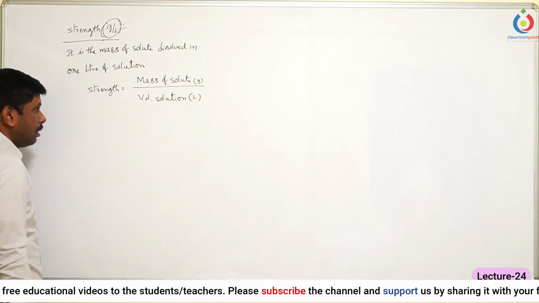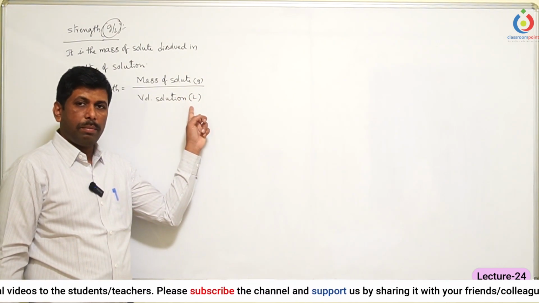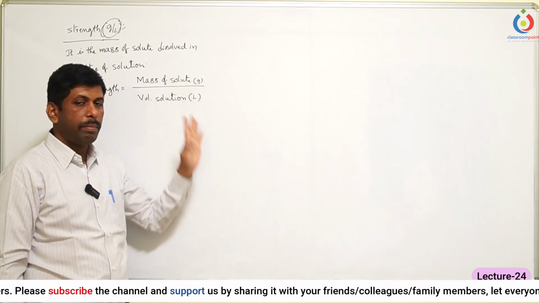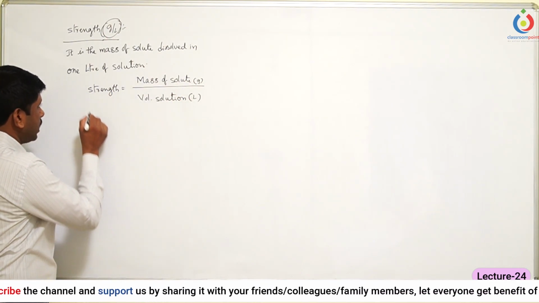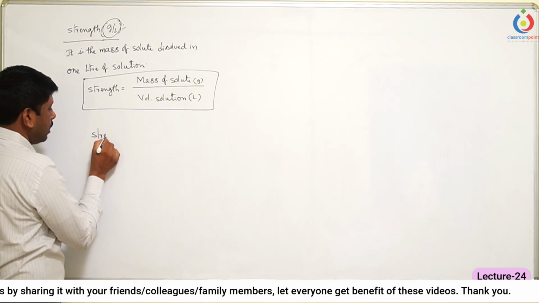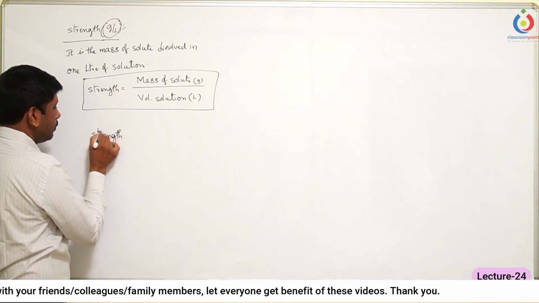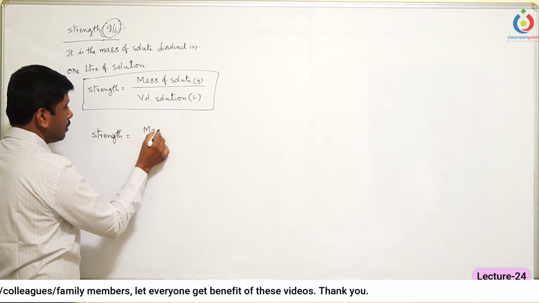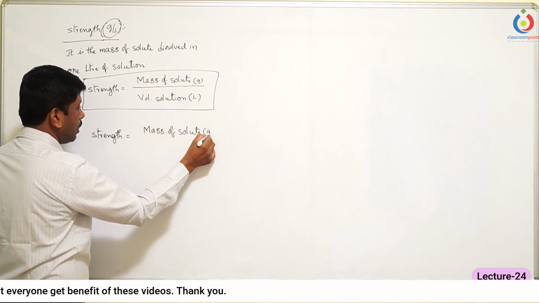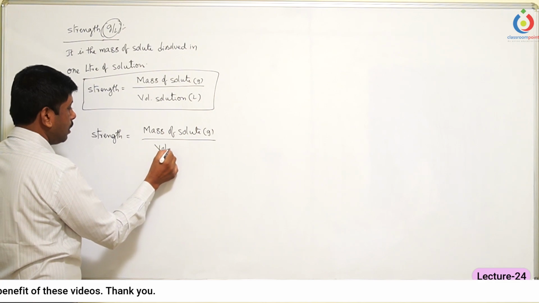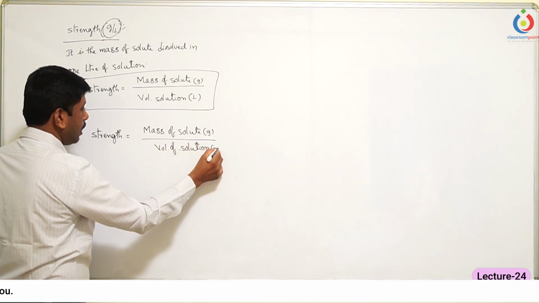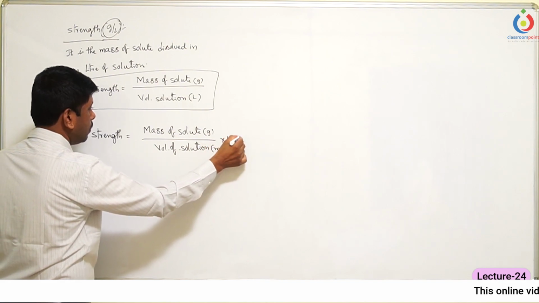We know that 1 liter is equal to 1000 ml. So if you would like to take the volume of the solution in milliliters, it has to be multiplied with 1000. So this is one formula in liters. Then the strength is equal to the mass of solute in grams divided by the volume of solution in milliliters into 1000.